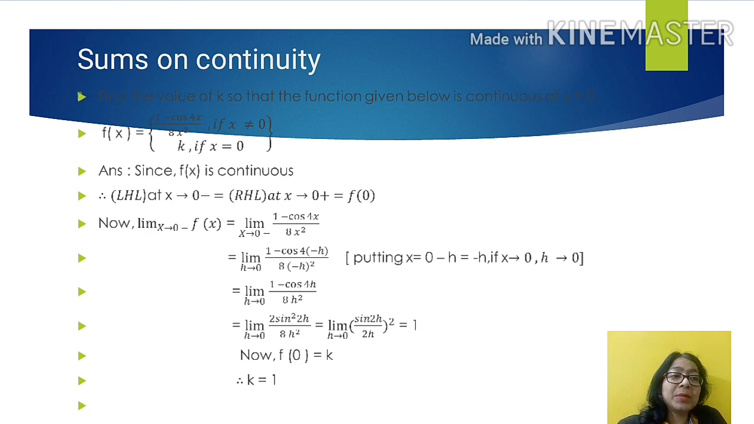Now we know that limit x tends to 0 of sin x by x is equal to 1. So according to that, here also sin 2h by 2h is 1, and the whole square is also 1. Here this left hand limit and functional value f(0) are equal, so k is equal to 1 we can get. So these types of sums are very important.